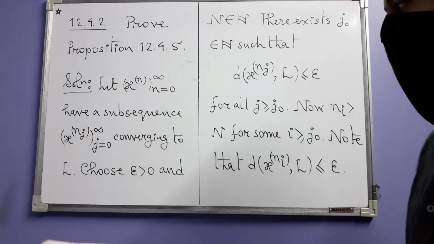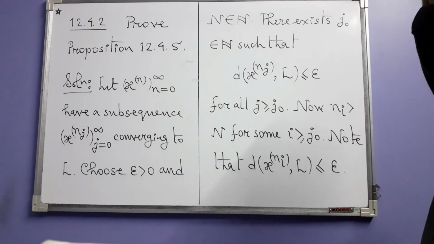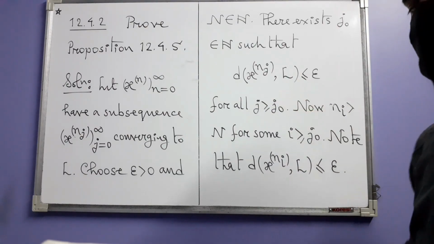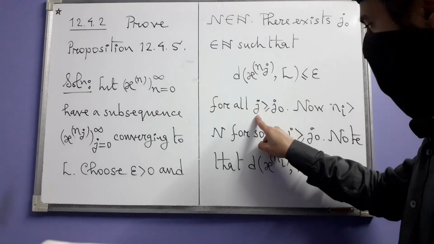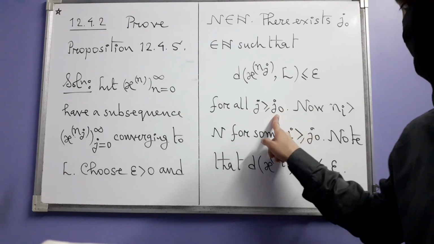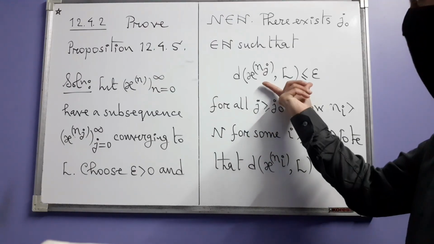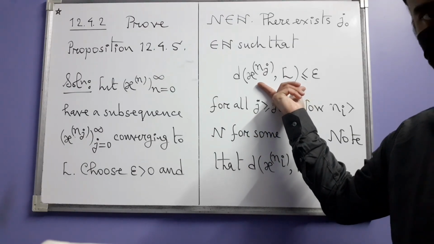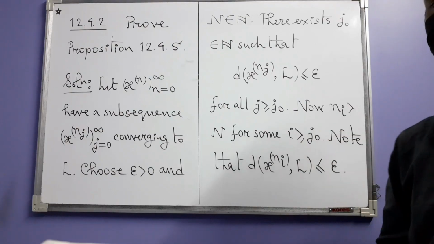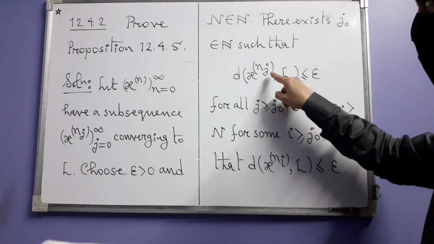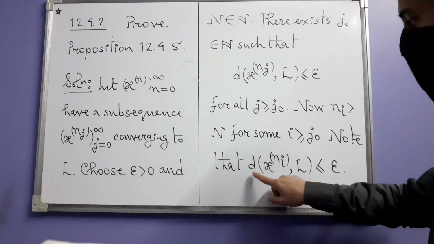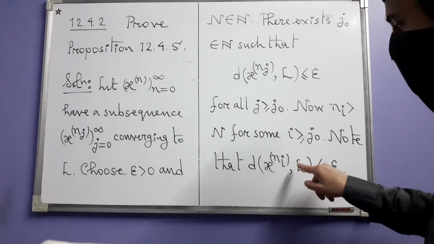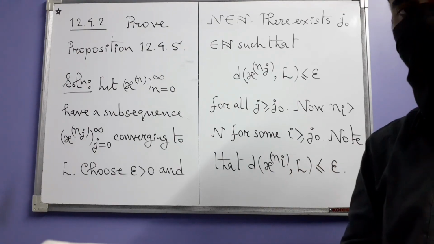Okay. So now what is happening? You see, now you go back to the previous line. If j is a natural number greater than or equal to j0, then this happens. And now i is one such natural number. So that means you can put i here, and that's how you are getting this. The distance between x_ni and L is less than or equal to epsilon.